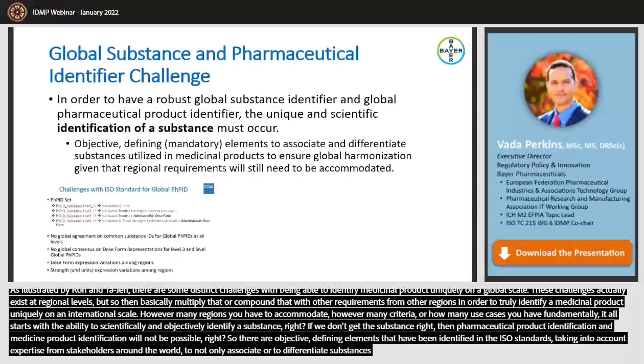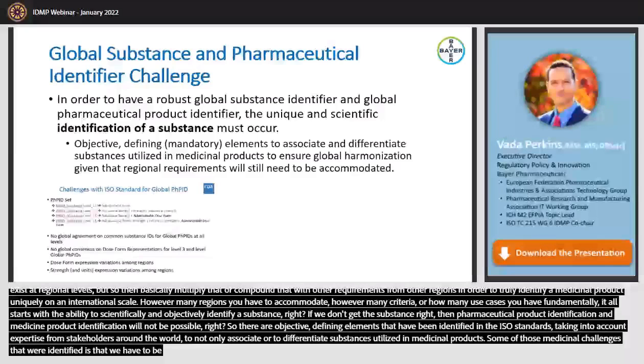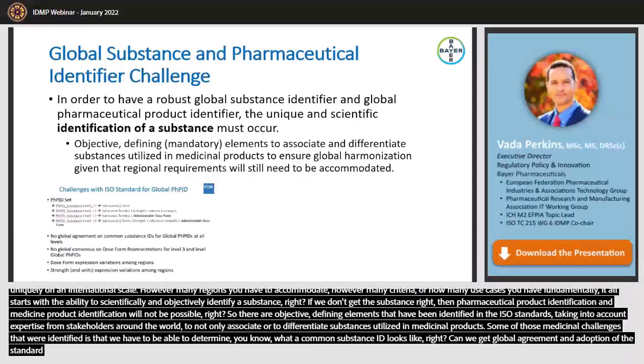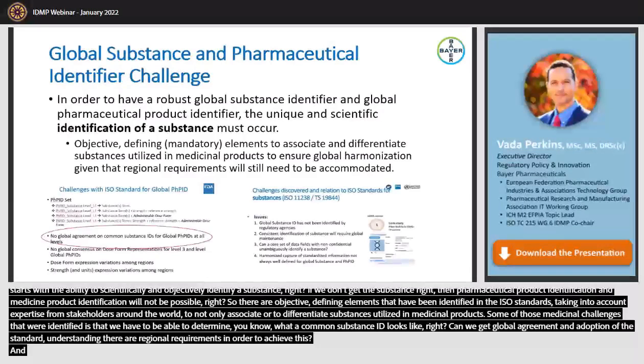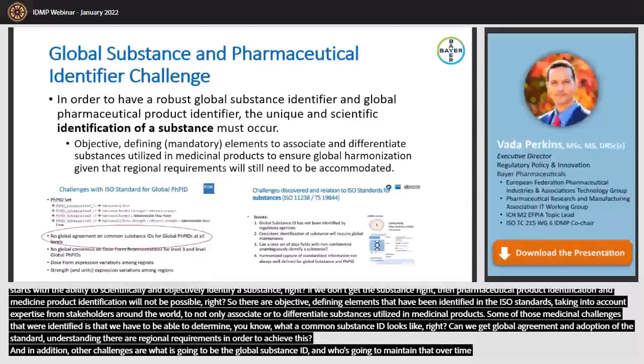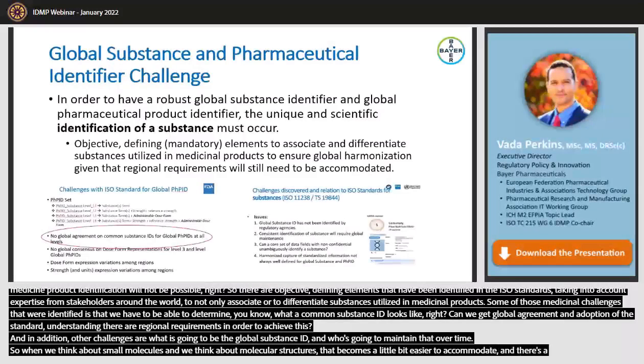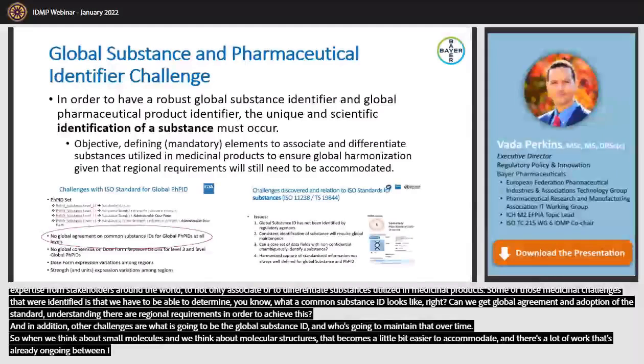Some of the additional challenges identified are that we have to be able to determine what a common substance ID looks like. Can we get global agreement and adoption of the standard, understanding there are regional requirements in order to achieve this? And in addition, what is going to be the global substance ID and who's going to maintain that over time? When we think about small molecules and molecular structures, that becomes a little bit easier to accommodate, and there's a lot of work already ongoing between INN, USAN, and other groups.